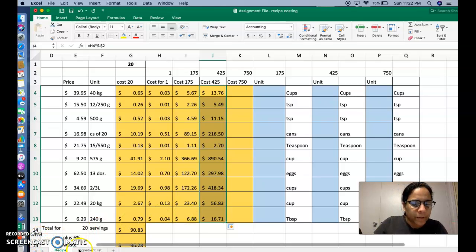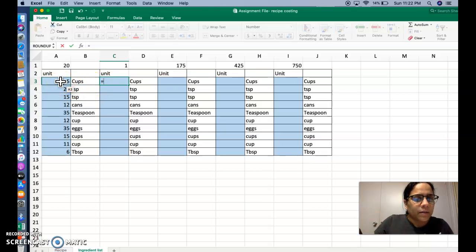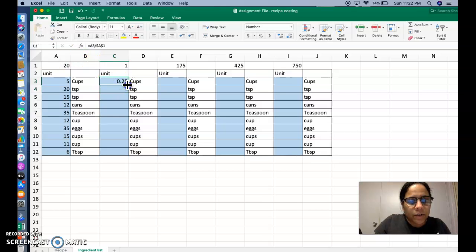Okay, I'm gonna change gears here. So the ingredient list here I have the ingredients for 20, but I need to find the ingredients for 1, which is equal sign, for 20 divided by 20. I'm gonna do the absolute cell reference, and then we're gonna find, always leaving 2 decimal places, and then we can find the ingredients for 1. Now we found the 1, you can find for the 175, 425, and 750.